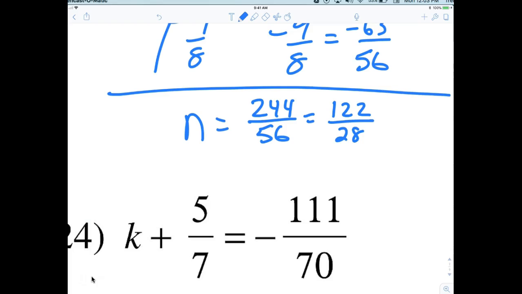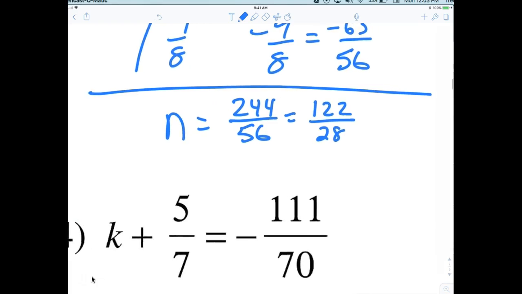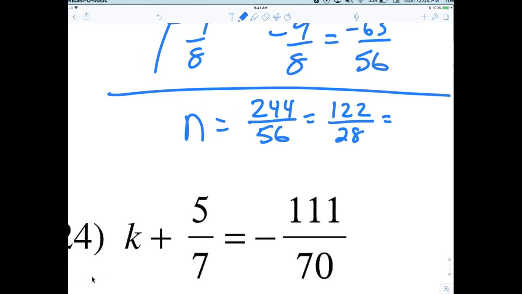So now I have to reduce by what again? 2 again. So let's do that. 2 goes into 122, 61 over 2 goes into 28, 14. That's your answer, guys. 61 over 14.